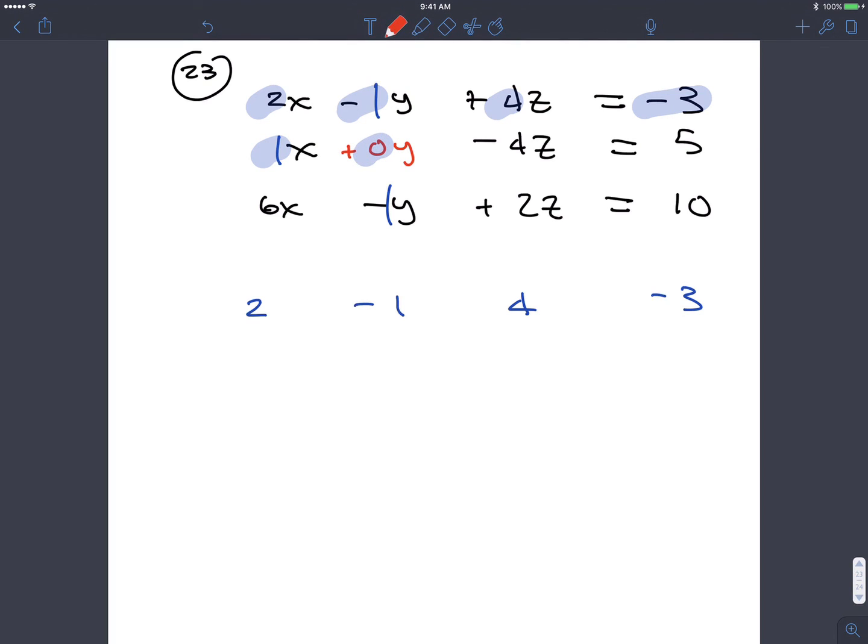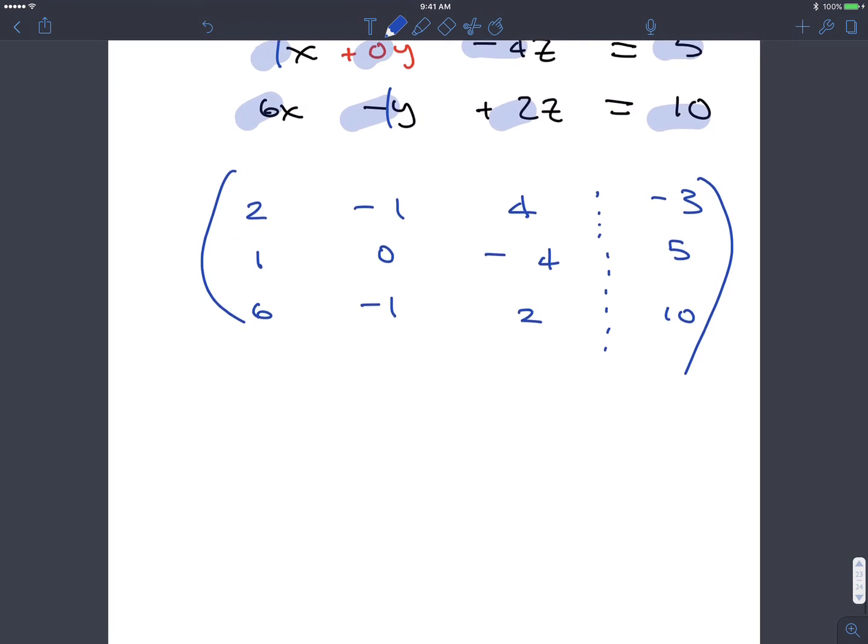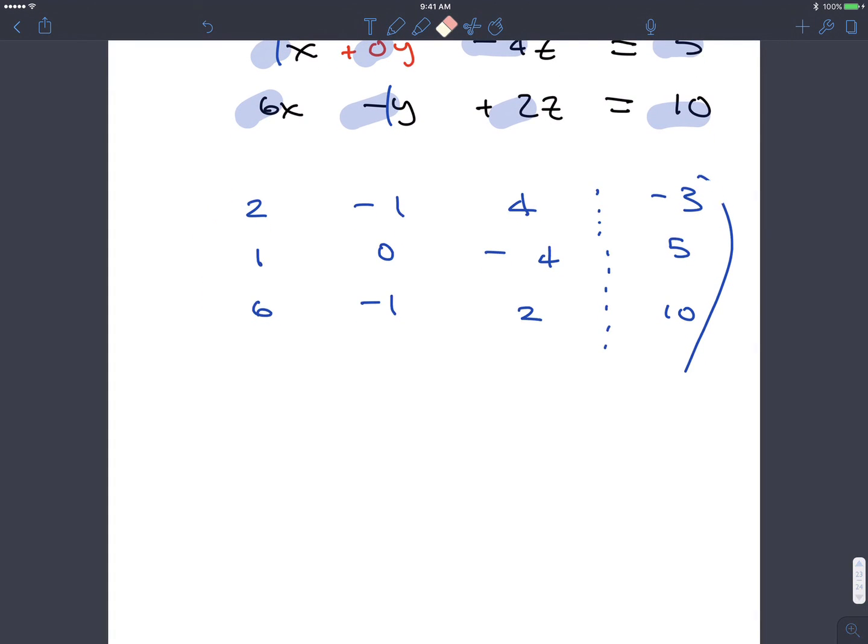Now I have a coefficient. And so the second row will be 1, 0, negative 4, positive 5. And we're augmenting this. Last row, 6, negative 1, positive 2, positive 10. Here's my augmented matrix. Let's draw it a little nicer.